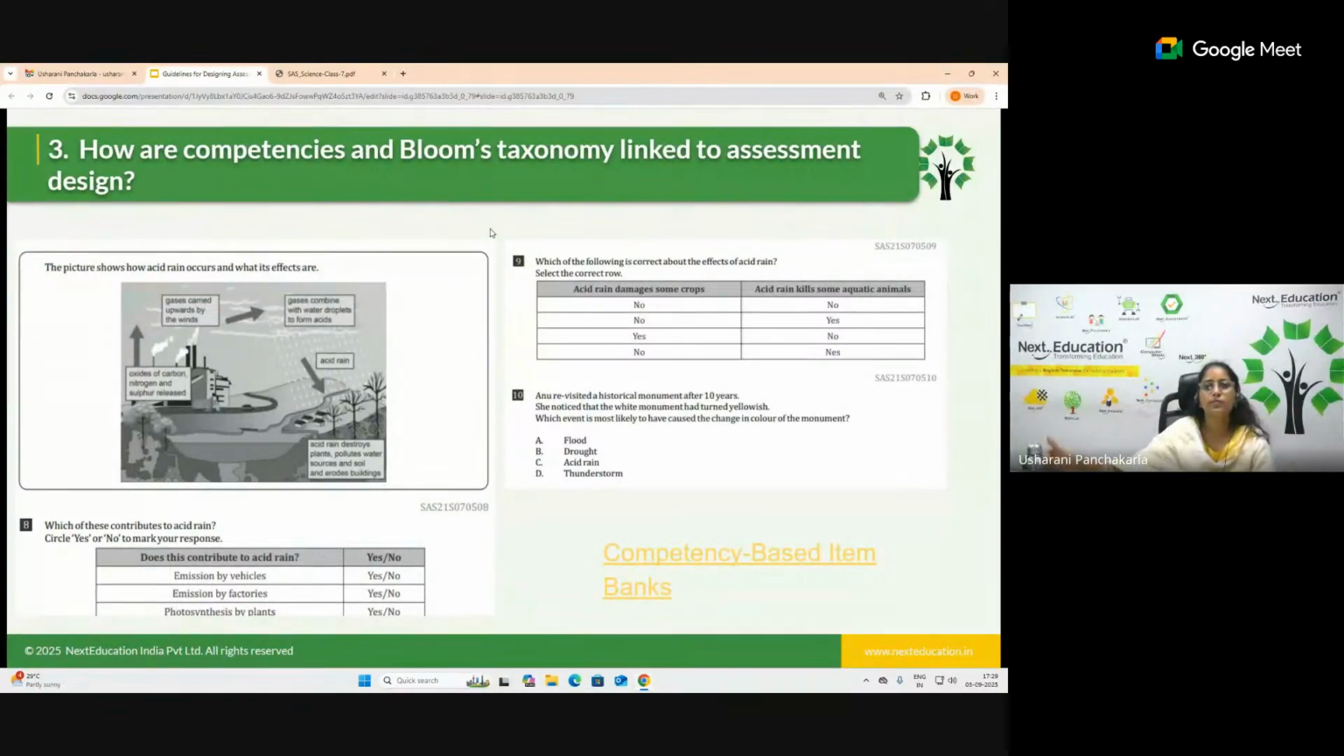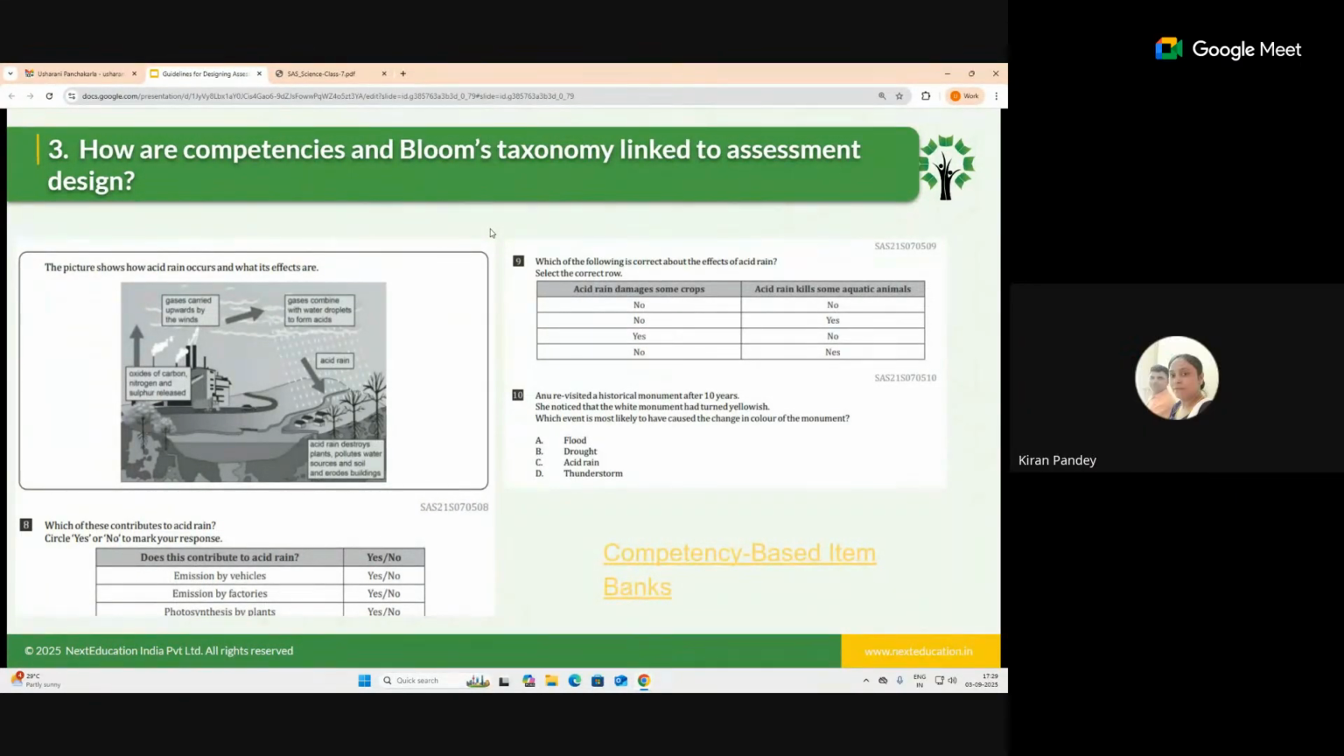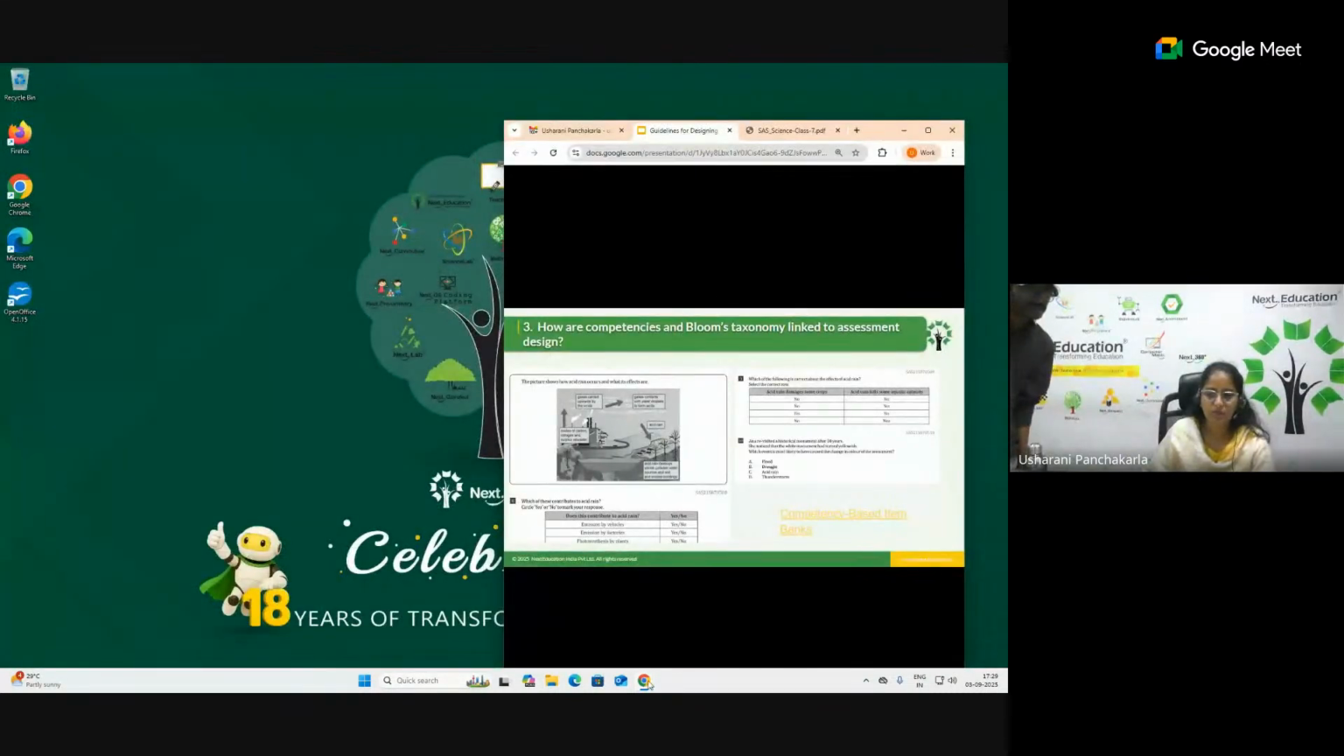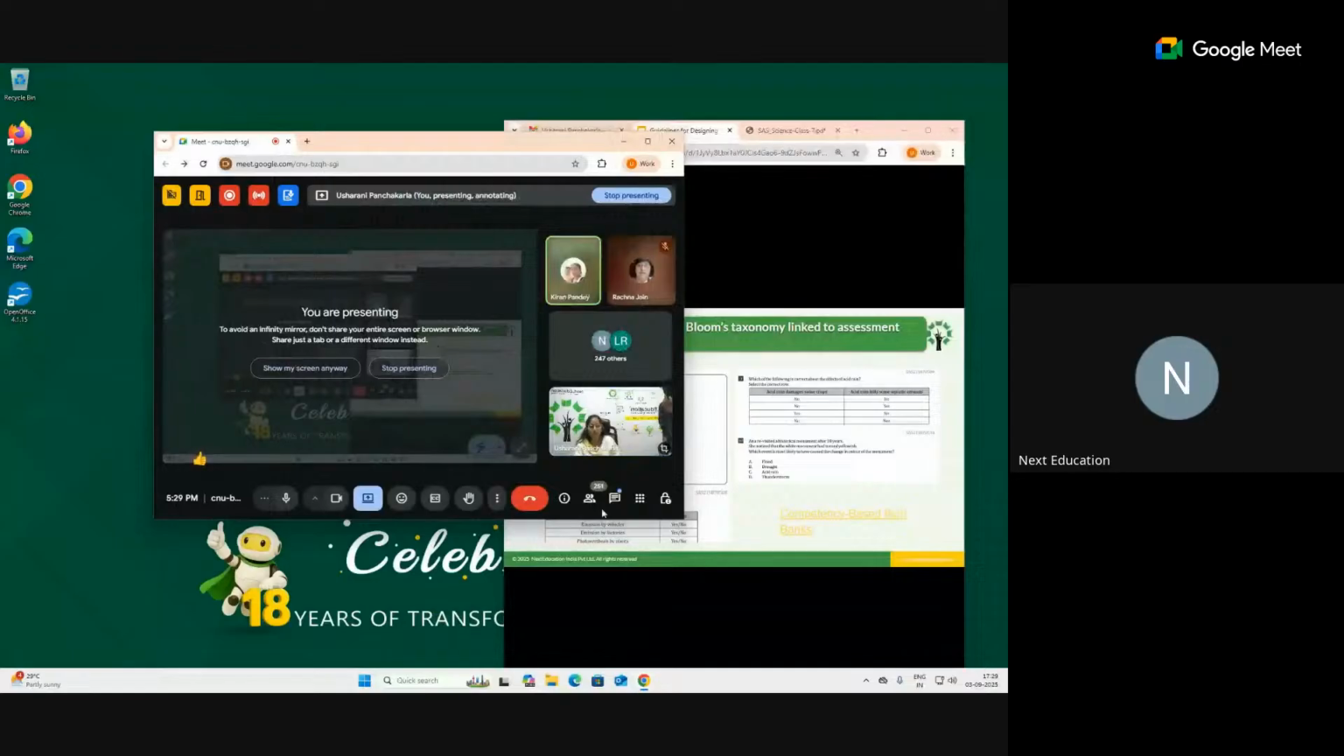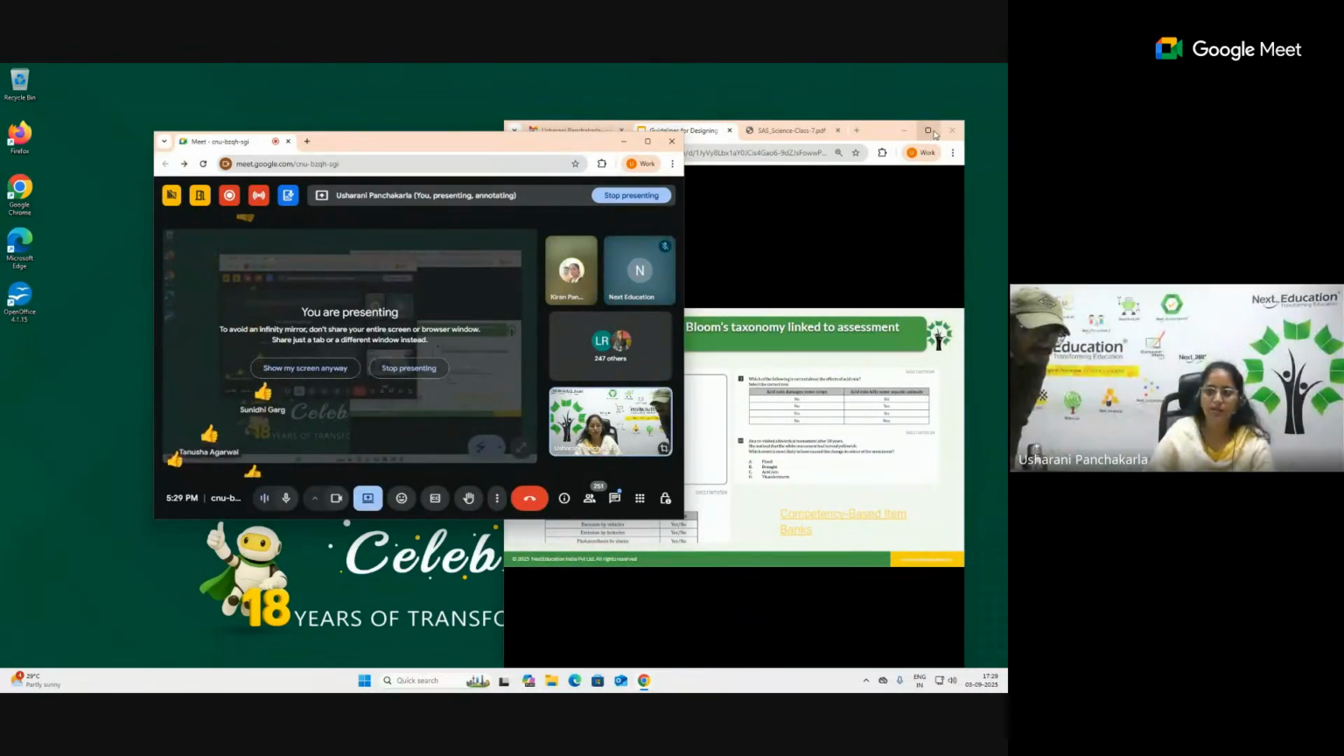I hope my screen is visible, right? Yes. I'm unable to see the screen. You're not able to? It's visible, right? Yeah, right.